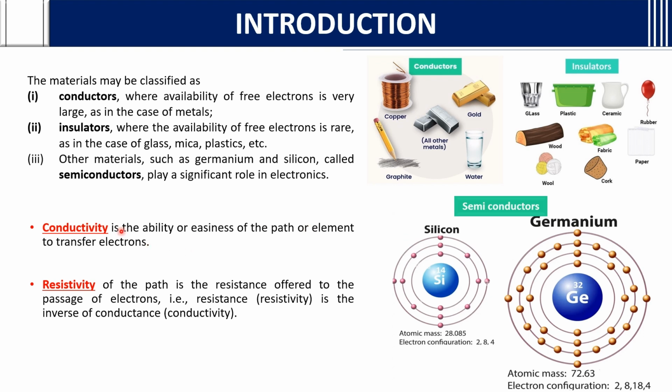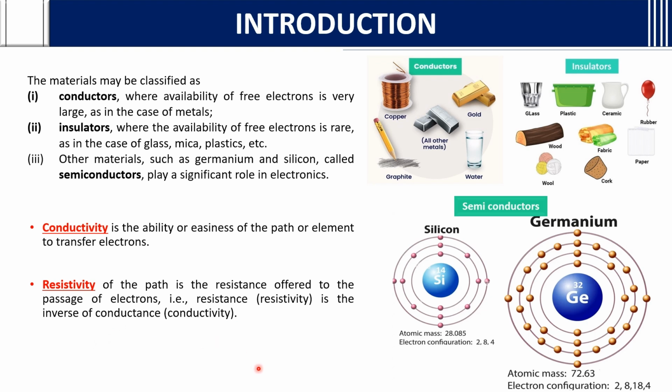We'll now see two important definitions: conductivity and resistivity. Conductivity is the ability of the path or element to transfer electrons. If the path is transferring electrons, the material's conductivity is more. Resistivity is where we are resisting the circuit to the passage of the electrons, so only the required number of electrons will be passed, and other electrons are not allowed. That is known as resistivity.